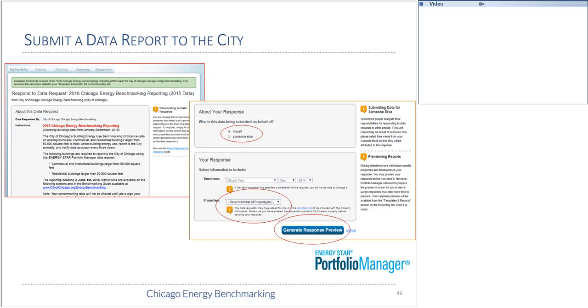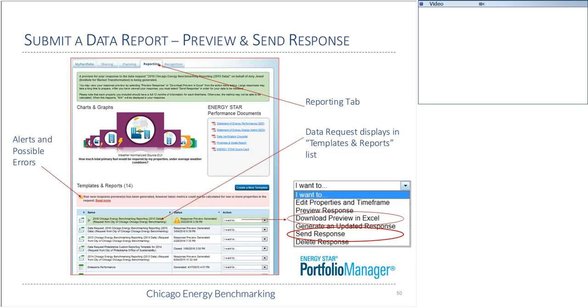And then you want to select the number of properties that you're submitting, whether it's one or several, and you'll generate a response preview. Once you're on this response preview page, you're able to do a few things. You can download the preview in Excel, you can preview the response, and then ultimately you can click Send Response.